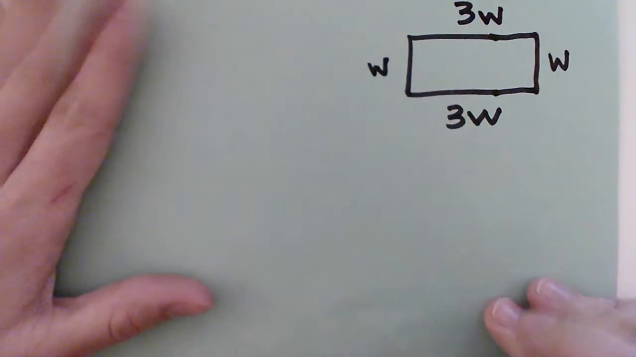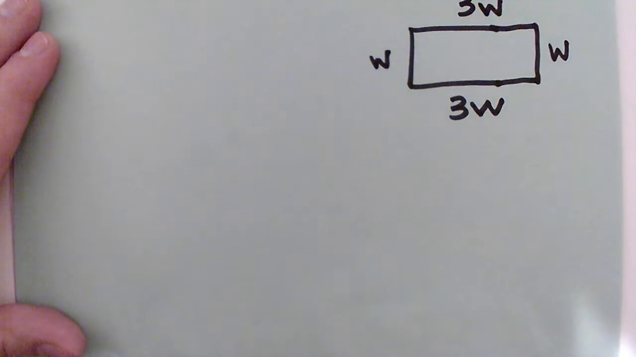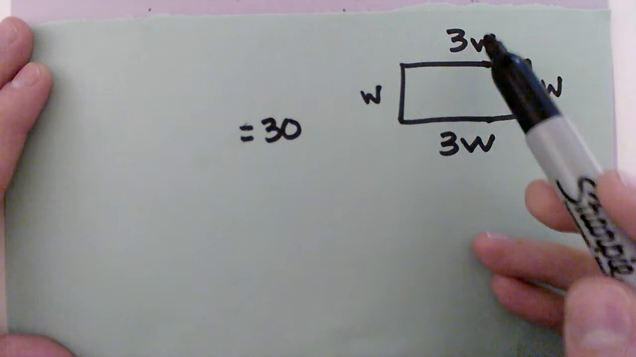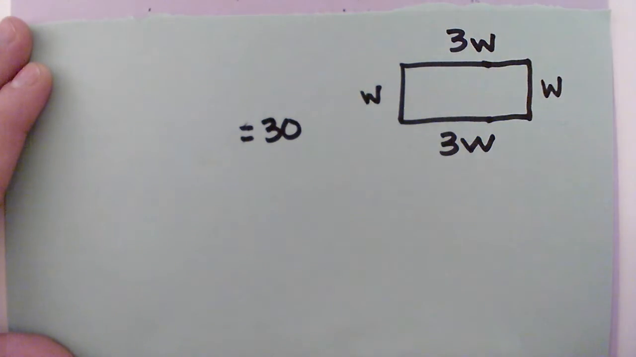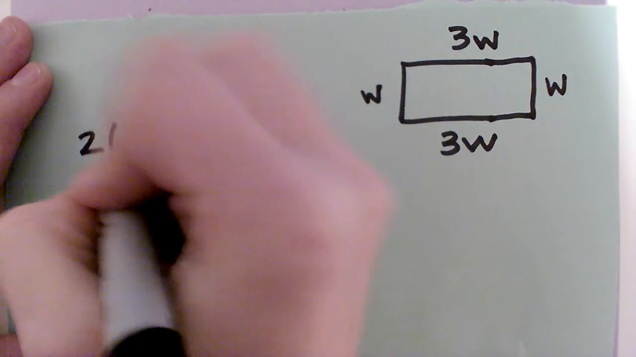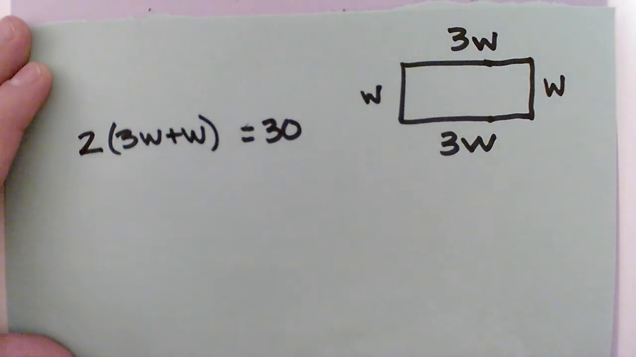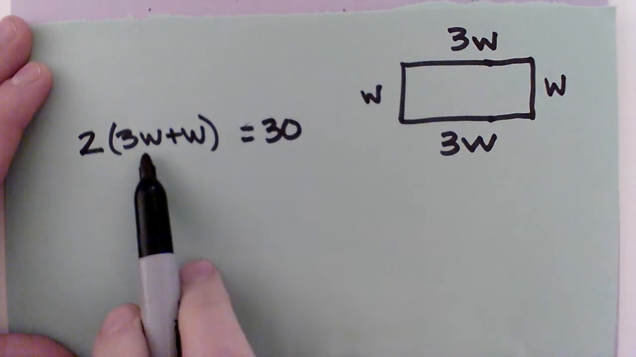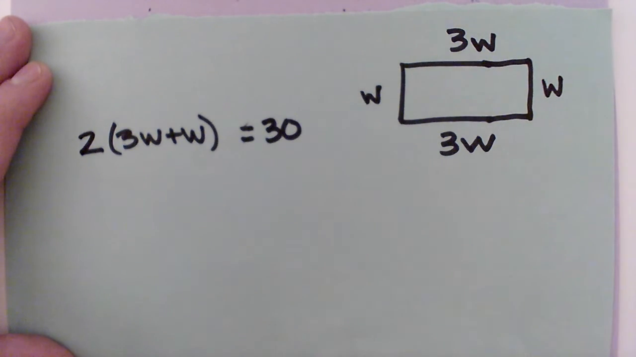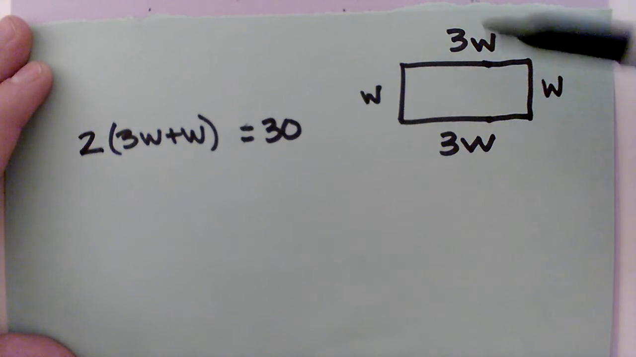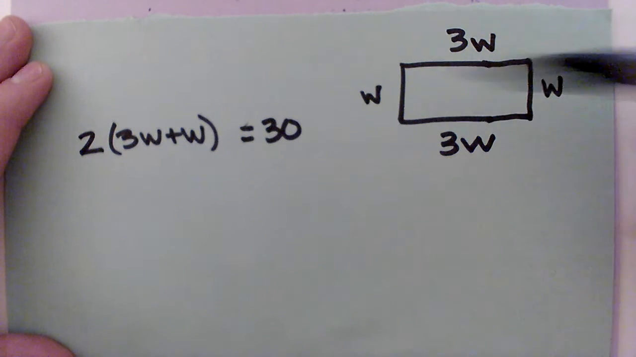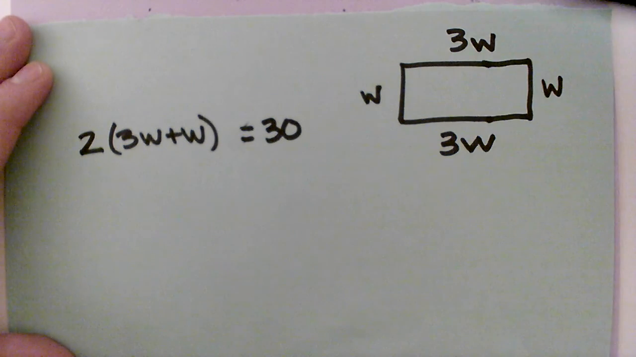And it says that the perimeter is 30. So we can know right away that this is going to be equal to 30. So we have 2 sets of 3W plus W. You could also write it the other way around with 2 sets of W and 3W. You could also write it as 6W plus 2W, or maybe even just 8W equals 30.